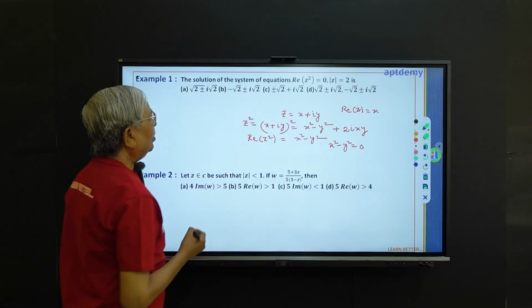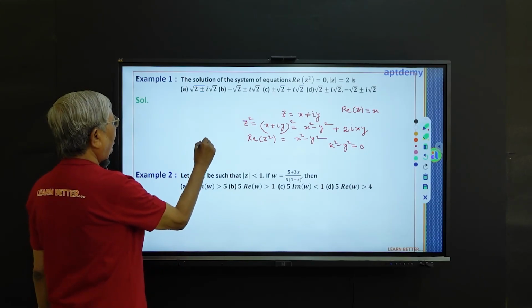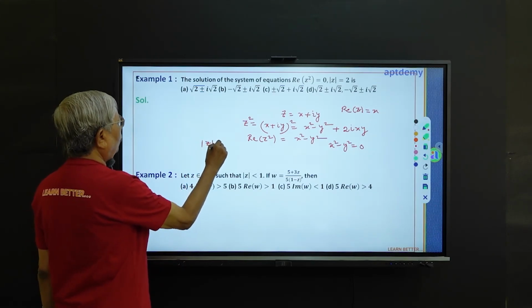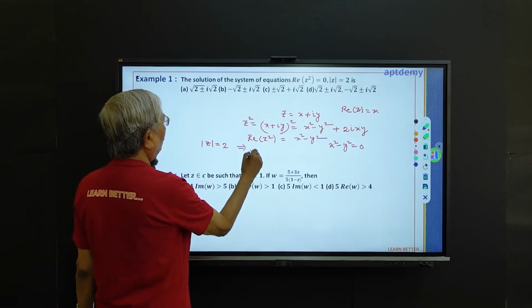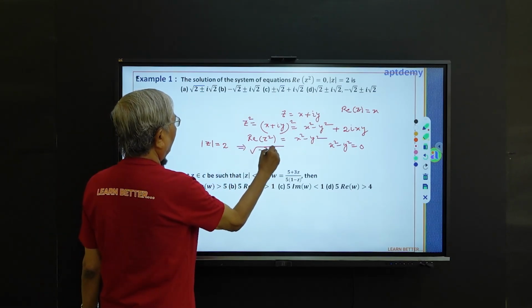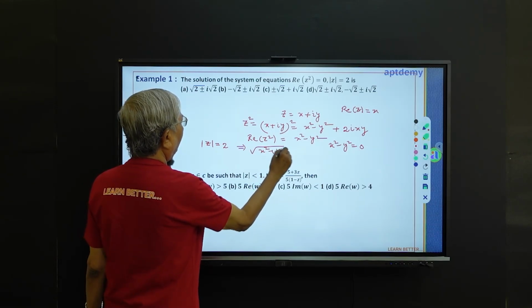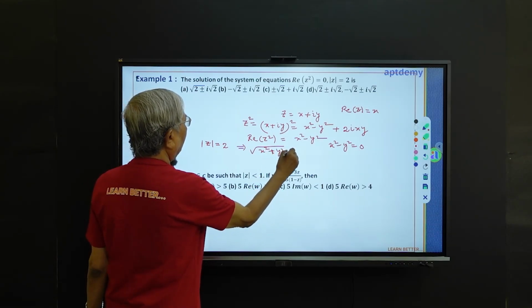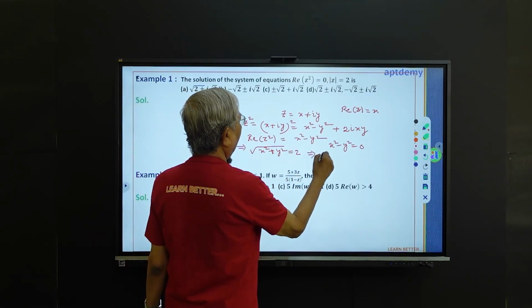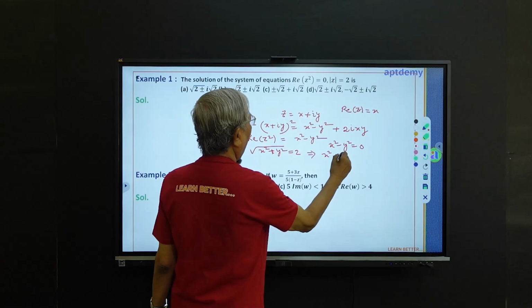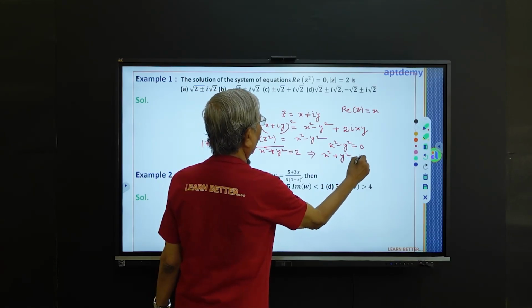And what is the second equation? Mod z is equal to 2. Modulus means this will imply root over of x square plus y square equals 2, and this implies x square plus y square equal to 4.